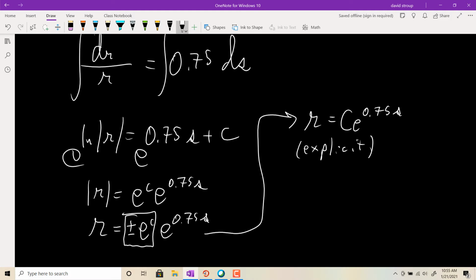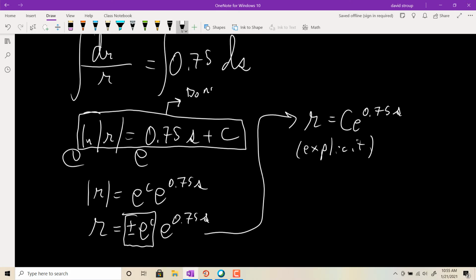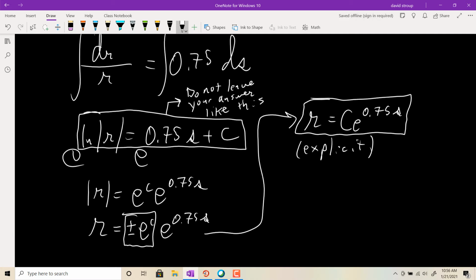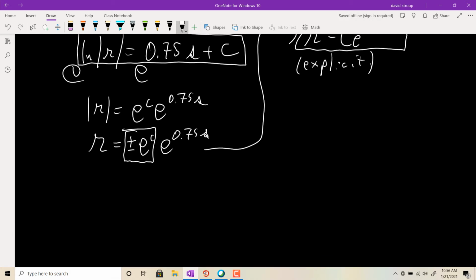If you left your answer right here, you are in a world of hurt, in my opinion. Try again, right? Say no. Do not leave it here. Even though that's an implicit solution, do not leave your answer like this. That's bad news. Everybody's going to make fun of you, okay? No. This over here is your solution. It's well known. It's the exponential growth formula. Everybody should know it. And let's move on.